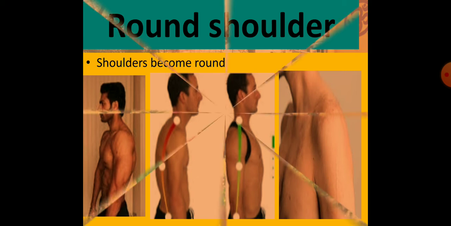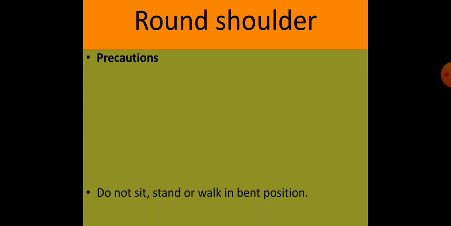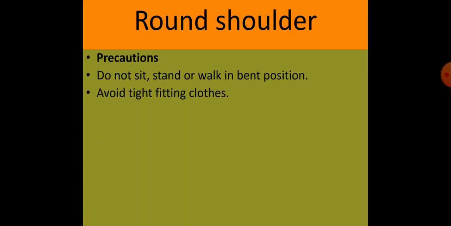We will go to the next, the precautions for round shoulders. What are the precautions for it? Do not sit, stand or walk in bent position. The first precaution is we should not sit or stand or walk in a bending position while the upper body is bending. While we are doing any work, while sitting, standing, or walking, we must try to keep our head and back straight.